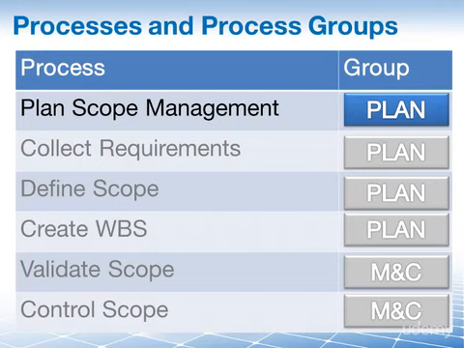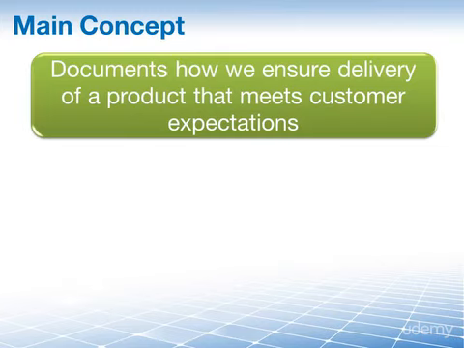This process will produce a scope management plan and a requirements management plan, which both become subsidiary plans to the project management plan. So the lesson and the process focus on what is needed to ensure that we deliver the customer the product, service, or result that they asked for. So let's take a closer look at what we do in the process. And I've pretty much already explained the main concept of this process, which is how we ensure delivery of a product, service, or result that meets the expectations of the customer.